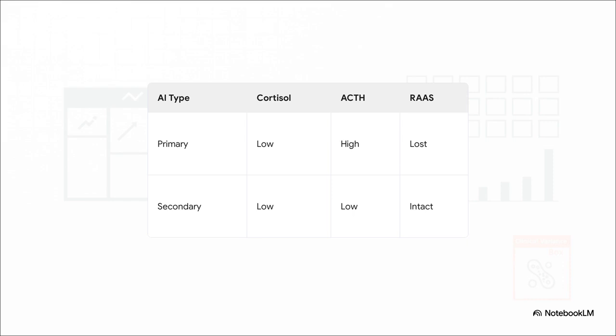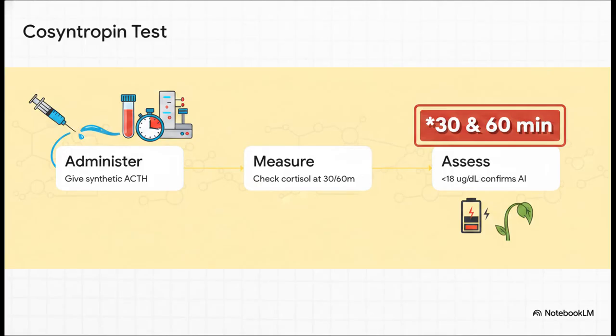Secondary insufficiency, on the other hand, is a pituitary issue, most commonly from exogenous steroid suppression. Here, cortisol is low and ACTH is low. But notice the massive difference. The renin-angiotensin-aldosterone system, or RAS, remains totally intact, so you generally aren't going to see those severe electrolyte derangements or the hyperpigmentation. Now, when a patient's adrenal axis is failing, you have to execute hyperacute diagnostics.